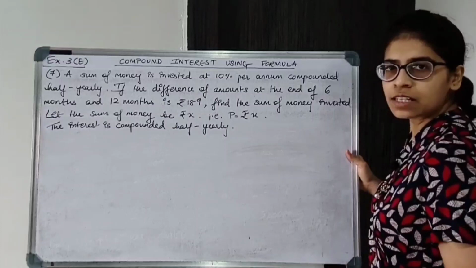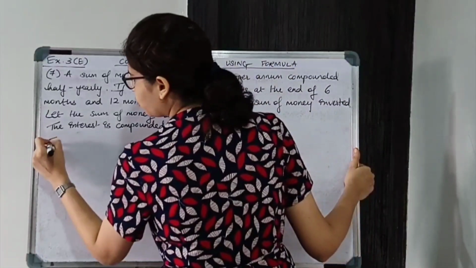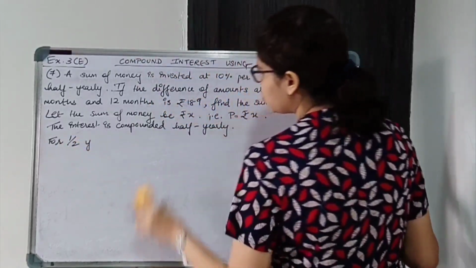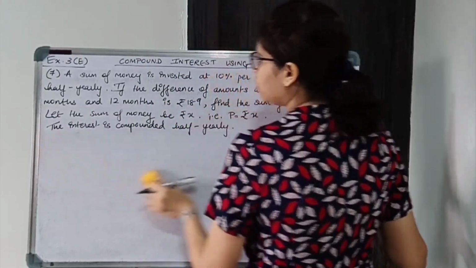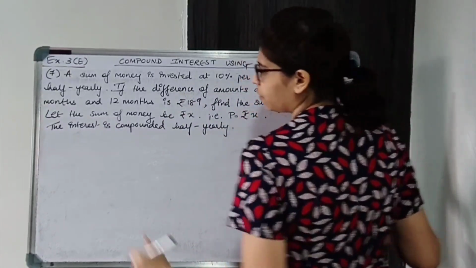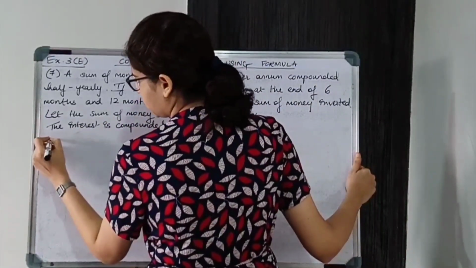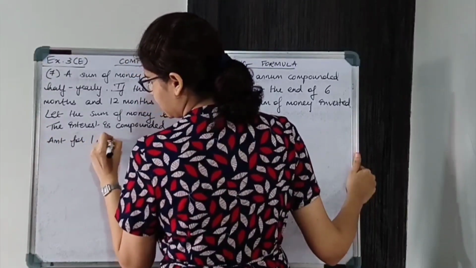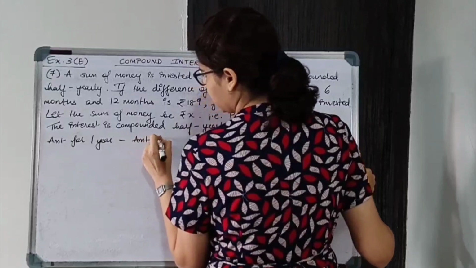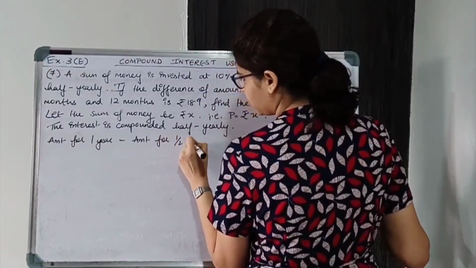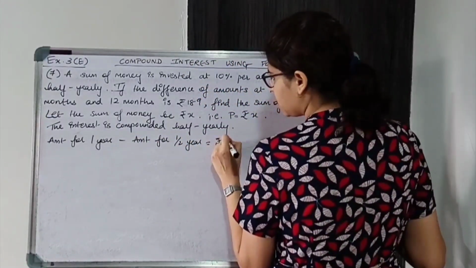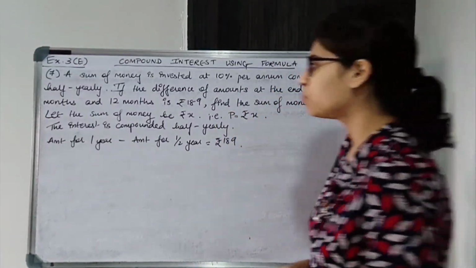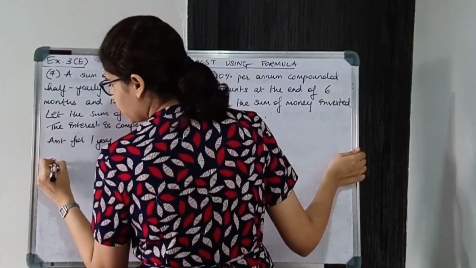First we'll consider half year. But before that, just write down the difference in the amount for half year and 1 year is 189. So amount for 1 year minus amount for half year is equal to rupees 189. Write down all the given information and then start with the solution. First we'll find for half year.